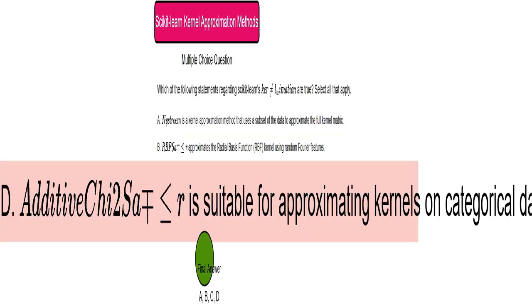Statement C is correct. The whole point of kernel approximation is to save time and resources when dealing with massive datasets. They're much faster than directly calculating the kernel matrix. Statement D is true. Additive Chi2 sampler is designed specifically for categorical data. Data that's in categories like colors or types, not numbers.